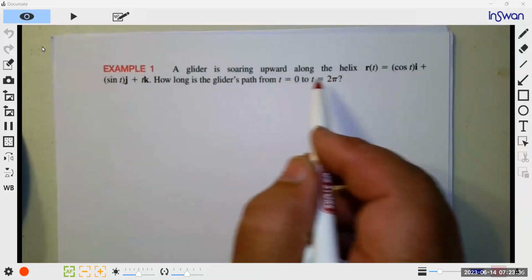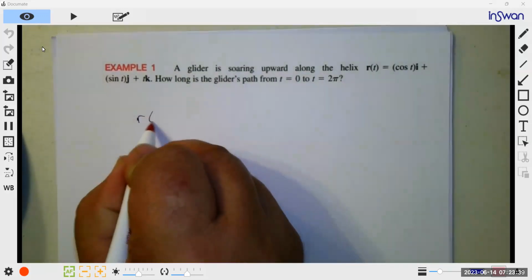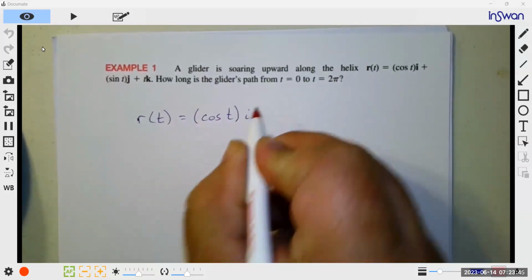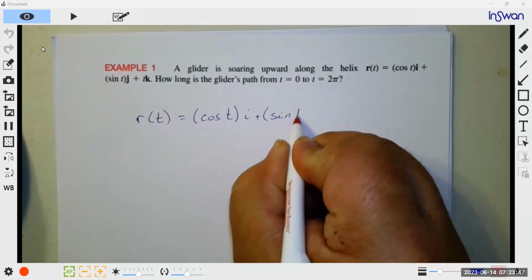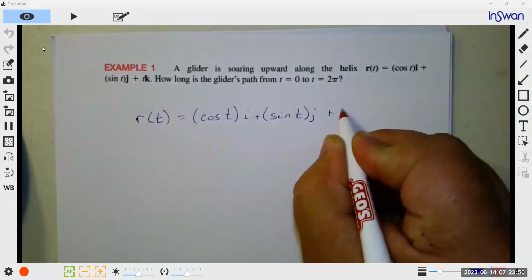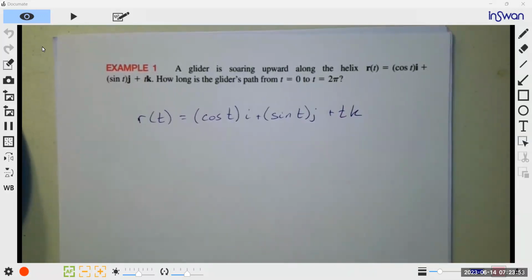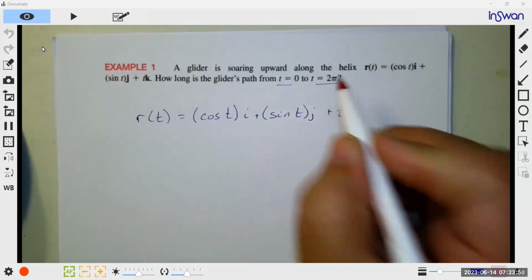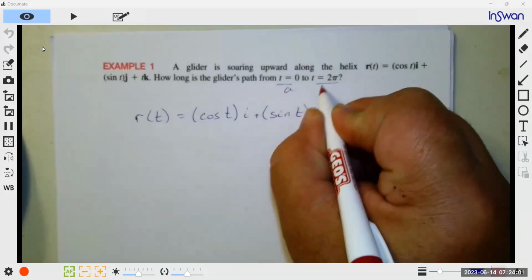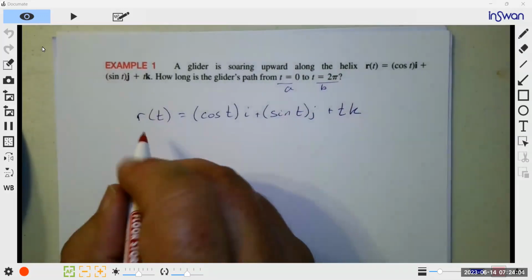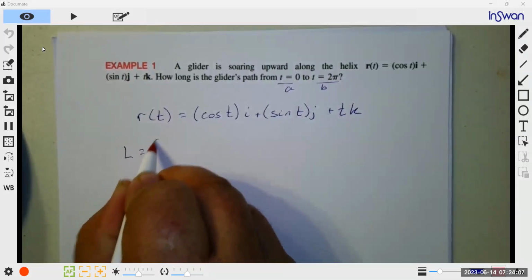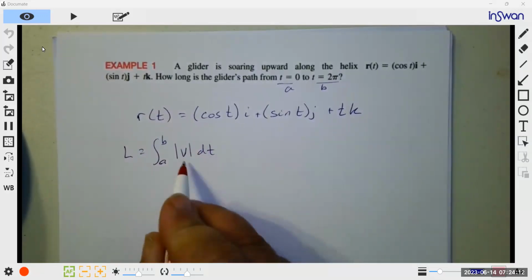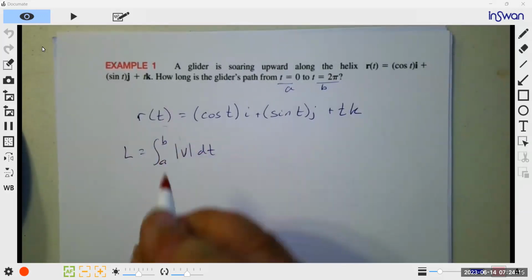The glider is soaring upwards along the helix r(t) equals cosine t i plus sine t j plus t k. How long is the glider's path from t equals 0? So this is A to B. The first thing we have to do, since we're looking for the length, is find the derivative. We have to first find v.